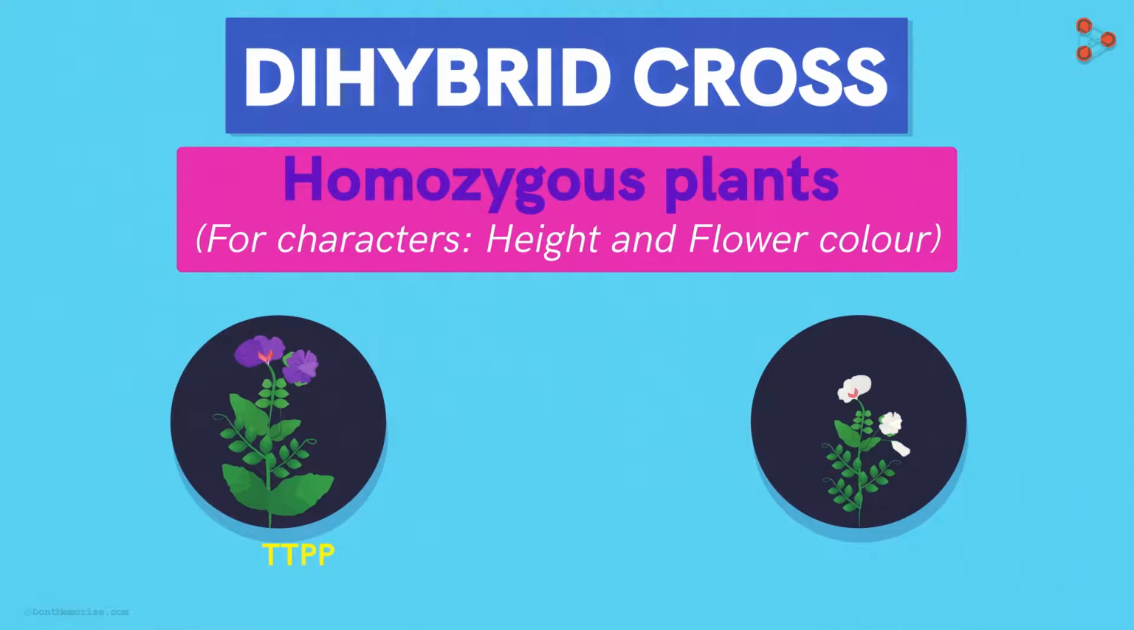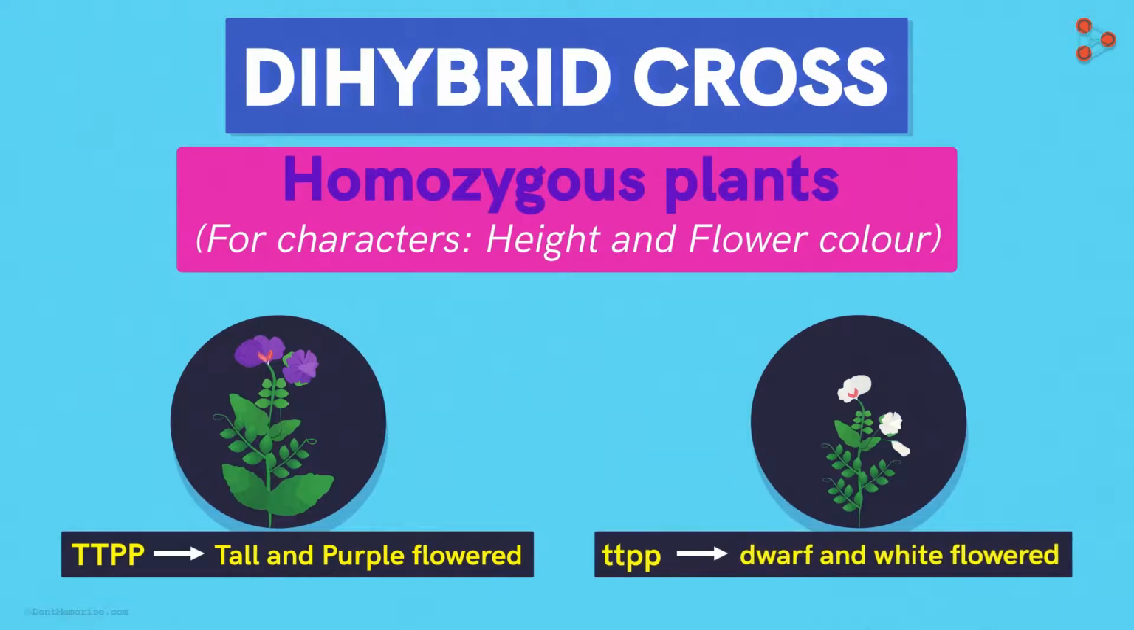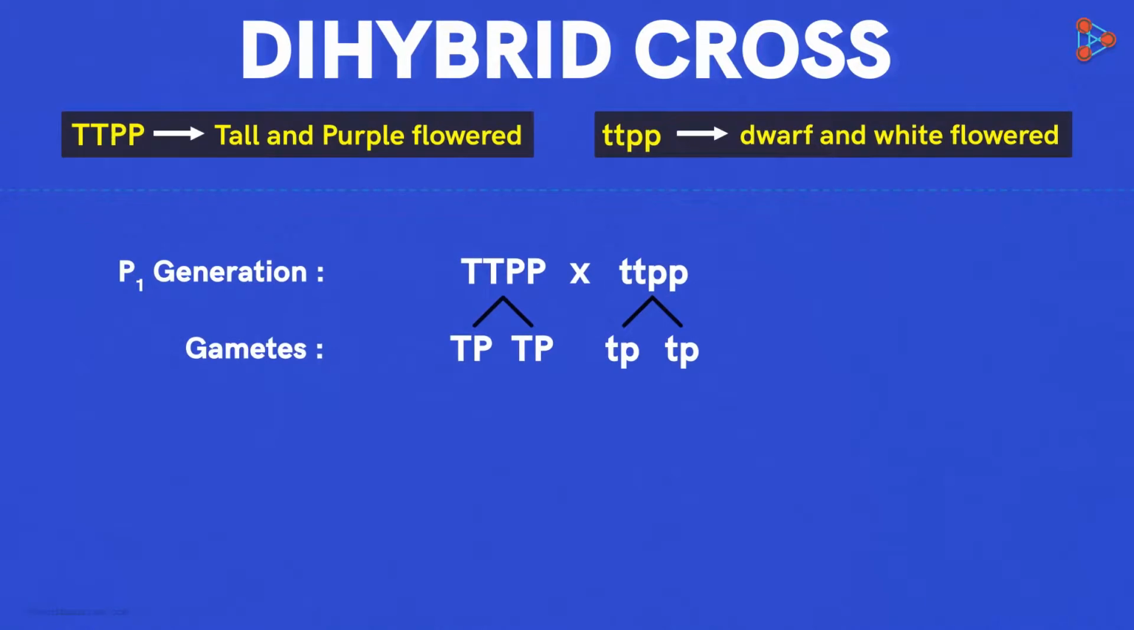TTPP in uppercase will be this plant which is tall with purple colored flowers. Similarly, ttpp in lowercase will represent a plant that is dwarf and has white colored flowers. This is how we separate the gametes.